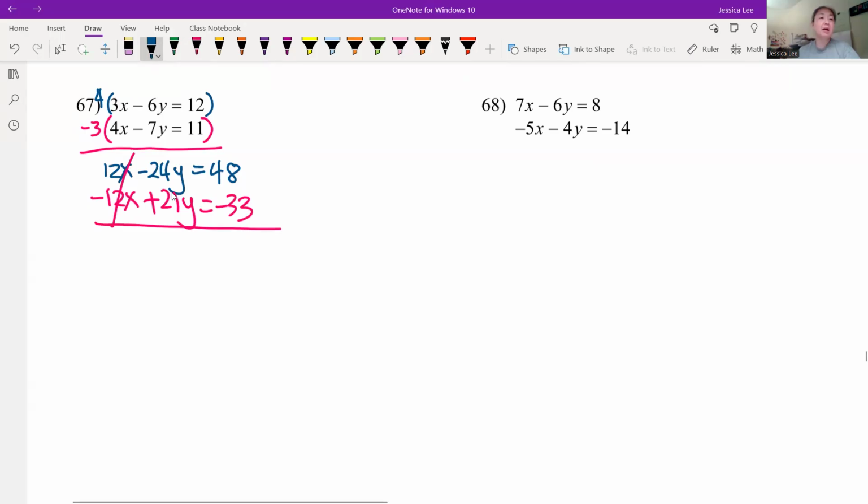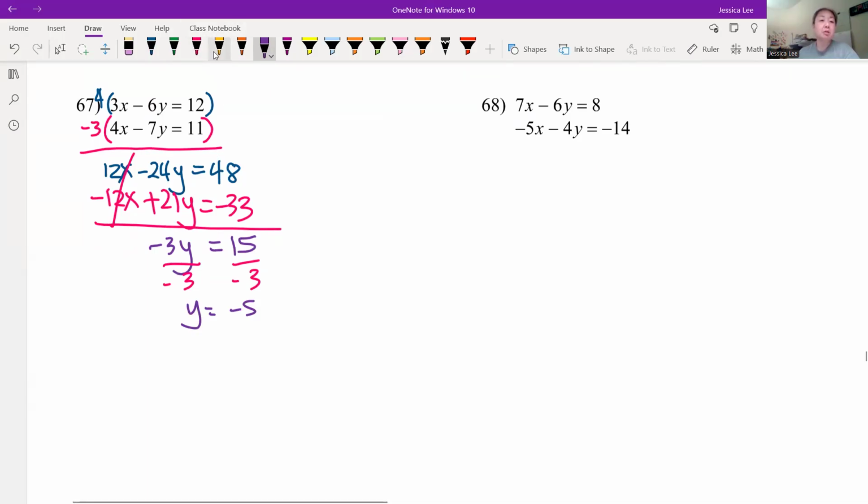X's cancel out as I wanted. And negative 24y plus 21y is going to be negative 3y is equal to 15. I'm going to divide by negative 3 here. We get y is equal to negative 5. We've never had to solve for x before. Here we go. Again, you can choose either equation.